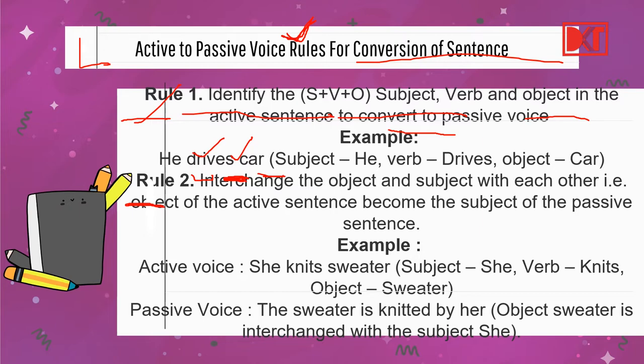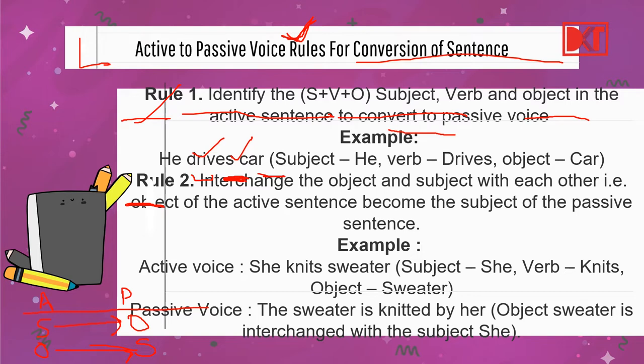Now this is the first sentence. ये एक्टिव सेंटेंस है और ये पैसिव सेंटेंस है. तो यहाँ पे जो सब्जेक्ट है हमारा, ये यहाँ पे जाके ऑब्जेक्ट बन जाता है, और यहाँ पे जो हमारा ऑब्जेक्ट है एक्टिव वॉइस में वो वहां पे जाके हमारा सब्जेक्ट बन जाता है. Alright, let's see how.